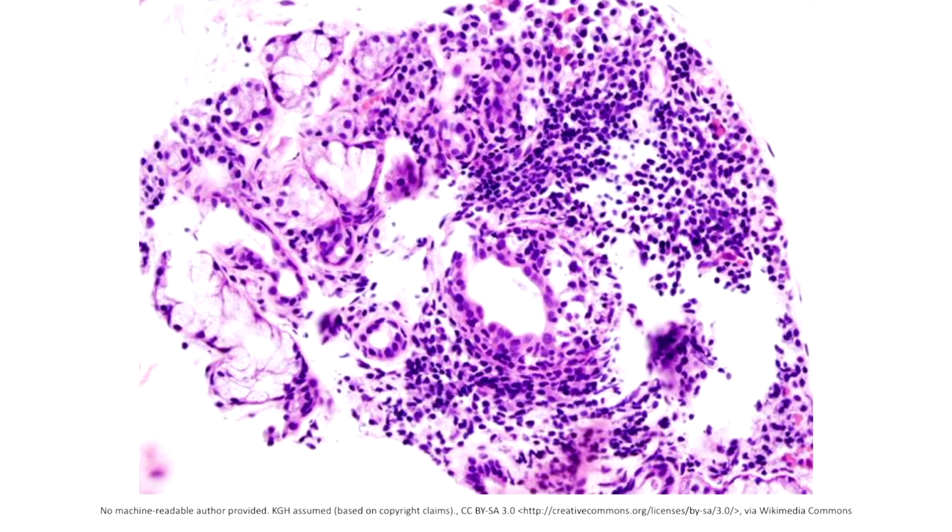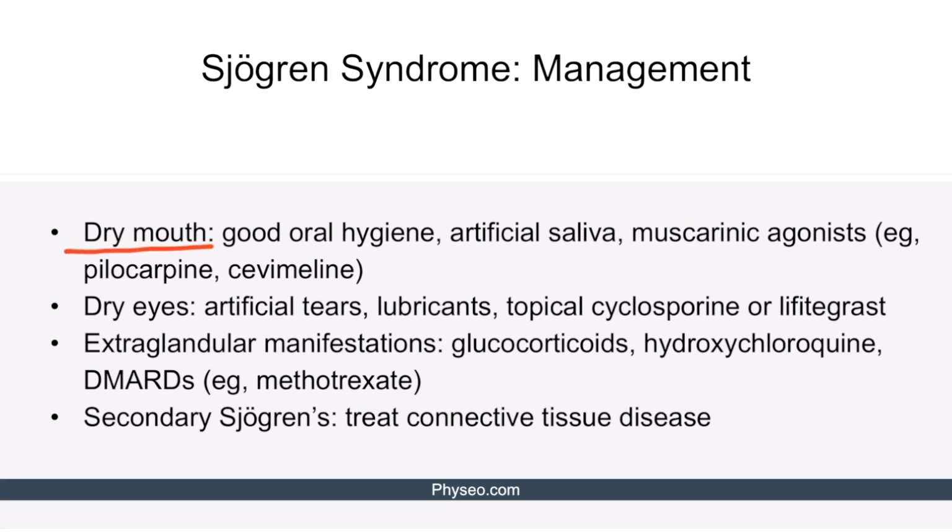Let's take a look at this biopsy of a salivary gland. There is focal lymphoplasmacytic infiltration associated with Sjögren syndrome. Coming to management, for dry mouth, we recommend maintaining good oral hygiene and use of artificial saliva. If symptoms are more severe, we consider the use of muscarinic agonists like pilocarpine or cevimeline. As for dry eyes, we initiate the management by administering artificial tears and lubricants. However, if these fail, we consider the use of topical cyclosporine or lifitegrast.